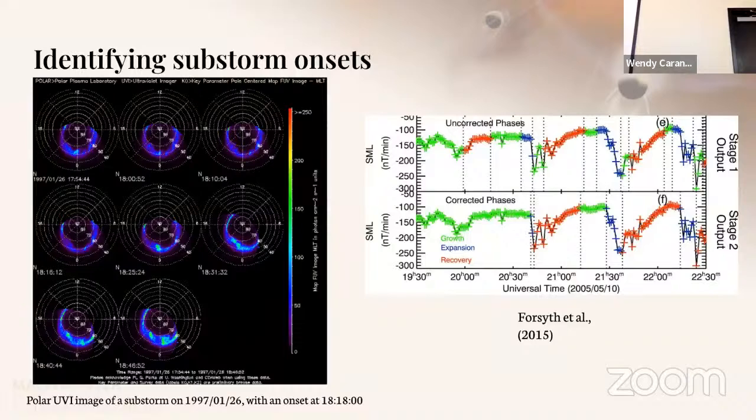These other plots you see here are using the magnetometer method. I specifically want to draw your attention to the blue parts of this plot where it has a really sudden dip. When we see that really sudden dip occur, that's what we consider the start of a substorm using this method.